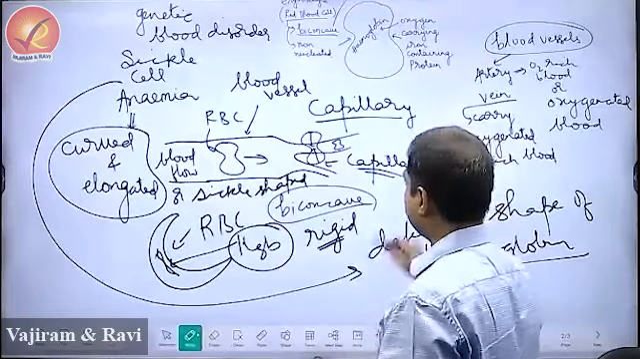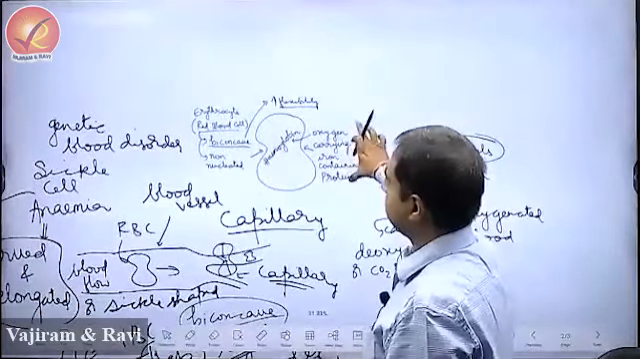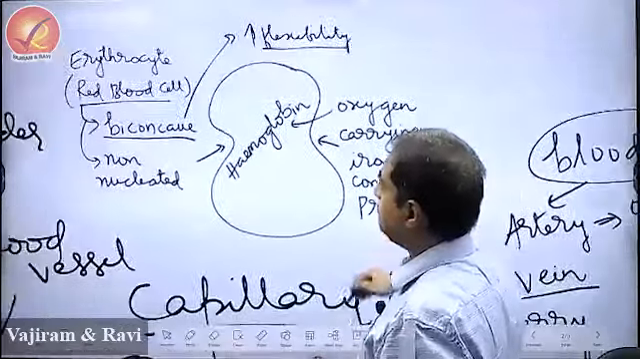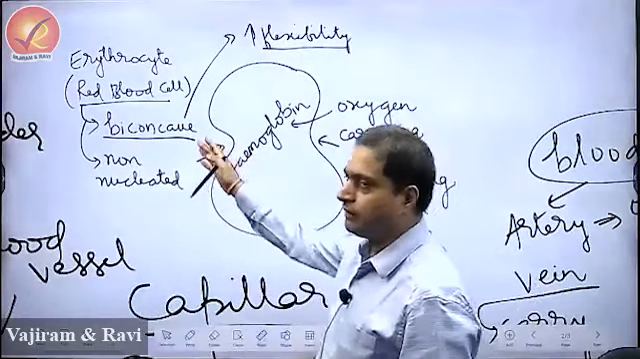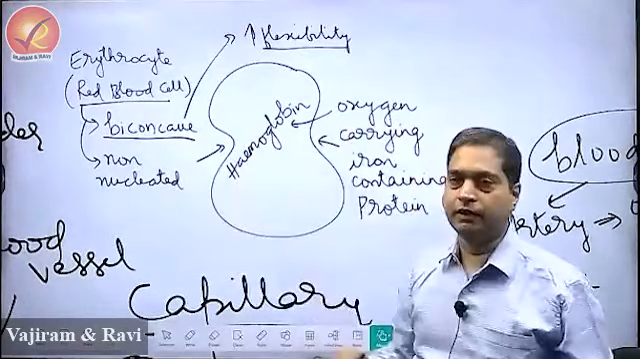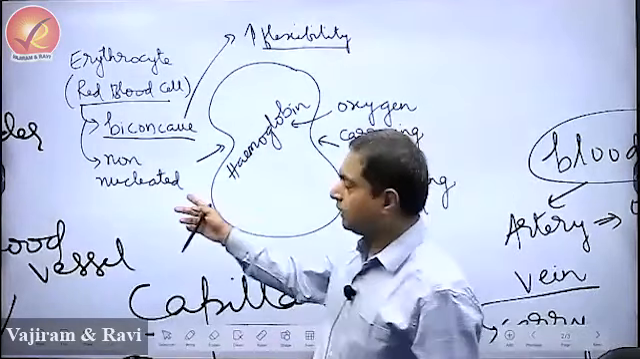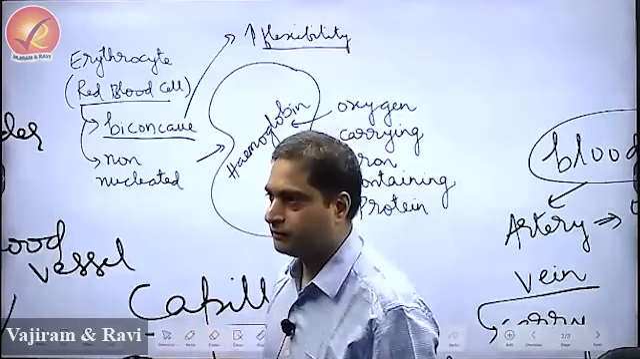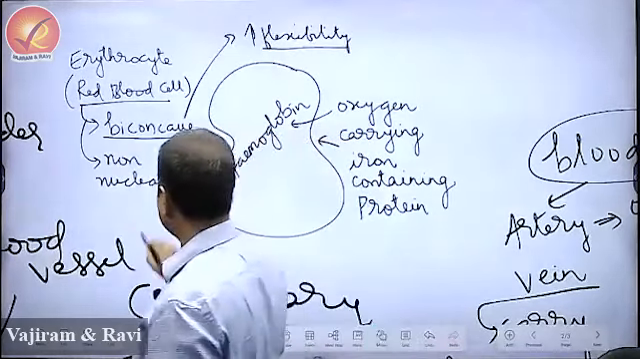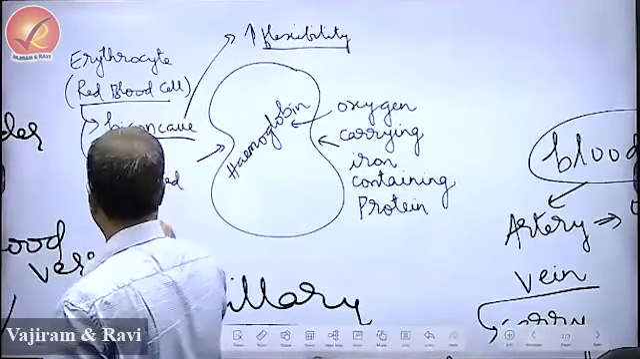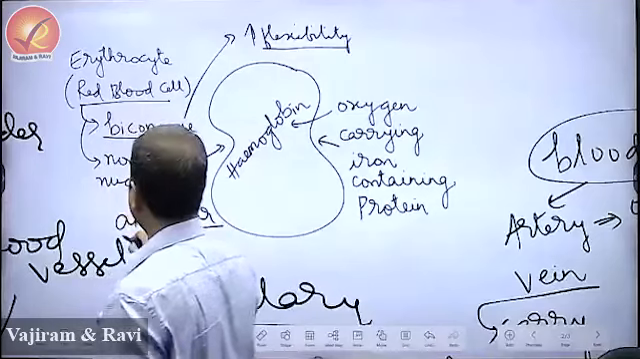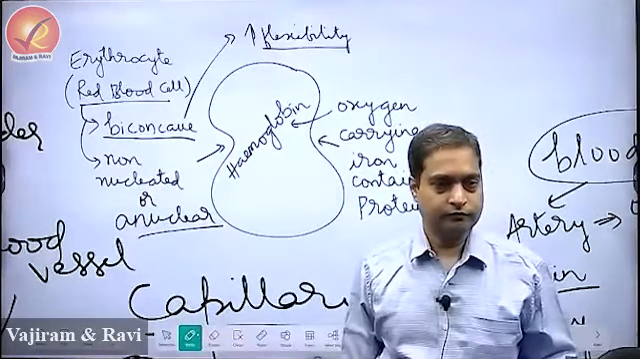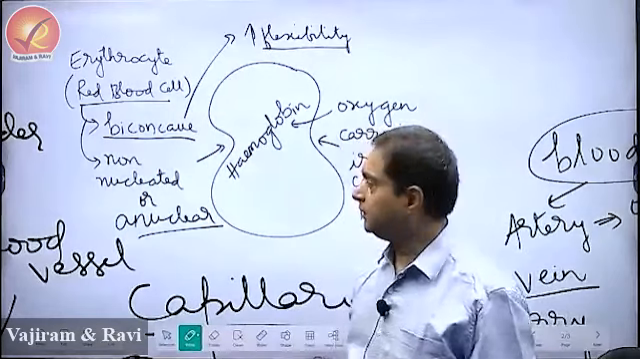Let's come back to our RBC discussion. If you see here, we have drawn the RBC, erythrocyte. We are saying that it is biconcave. We understood it gives flexibility. Now, what about non-nucleated? Non-nucleated means it is anuclear. It does not have any nucleus. Anuclear means non-nucleated, does not have a nucleus.